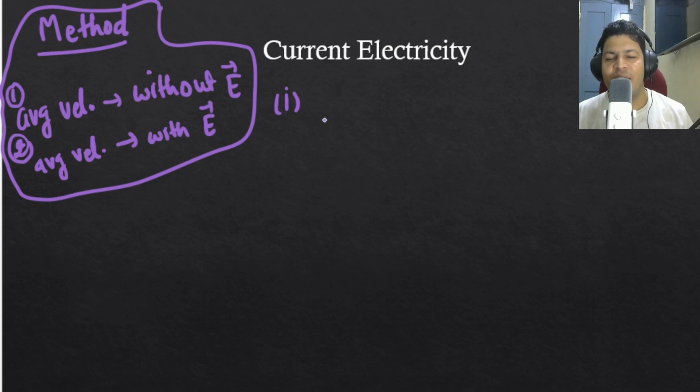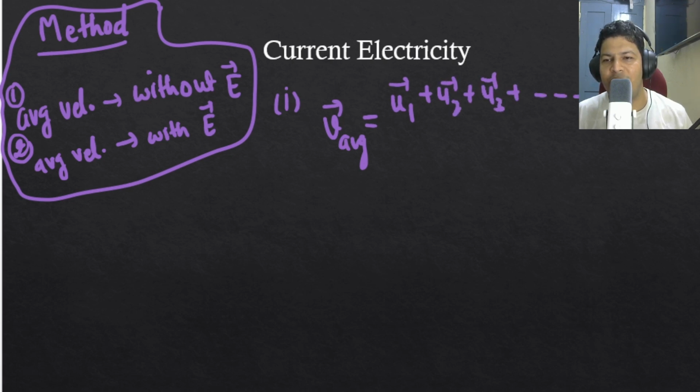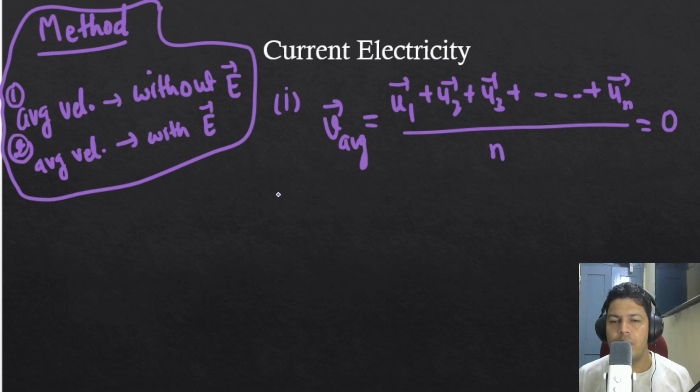So I'm writing V average here, and this V average will be u1 plus u2 plus u3 up to uN, divided by N, and that value will be 0. This is the first thing, and we are finding this without the electric field, because these are the initial velocities u1, u2 and so on, and they are randomly oriented. Because of this random orientation, the sum of the velocities of all the electrons will be 0, and this is how the average is 0.